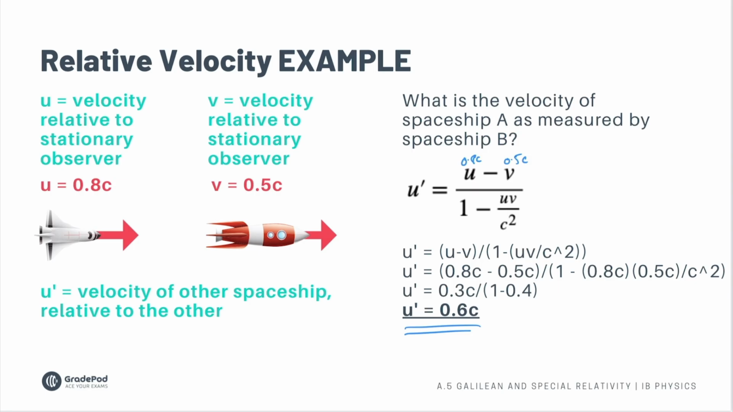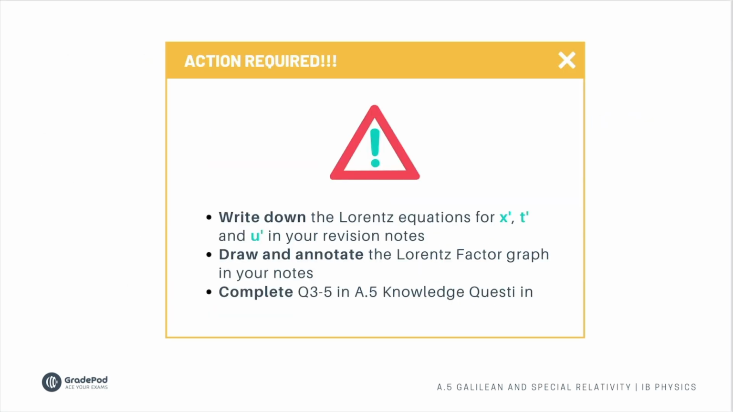All right? So it's important when you're looking at two frames of reference that are travelling at speeds close to the speed of light, then you need to use this equation to determine the speed of the frames of reference relative to each other. Head to your revision note template, write down the Lorentz equations for x dash, t dash and u dash in your revision notes. Draw and annotate the Lorentz factor graph in your notes, because that comes up quite a lot, and complete questions 3 to 5 in your knowledge questions.